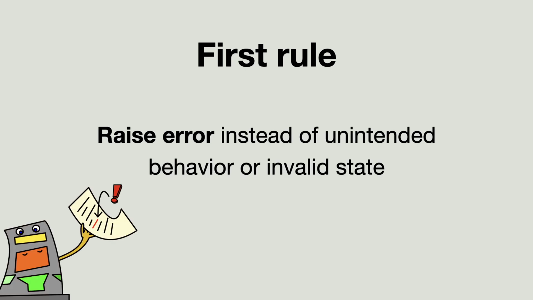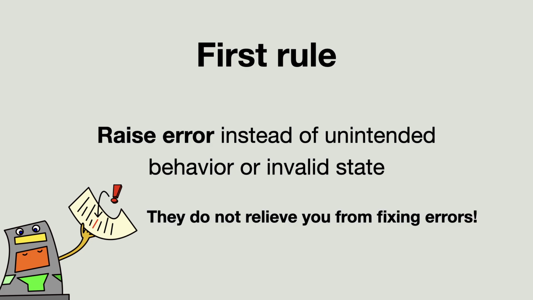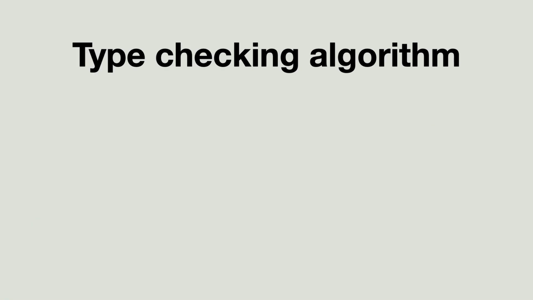Type systems have one golden rule. They prefer raising an error instead of allowing unintended behavior or invalid state. Their responsibility is to inform you of problems in the code. They do not relieve you from fixing errors. The algorithm to check type correctness is called type checking. This raises the first important question.